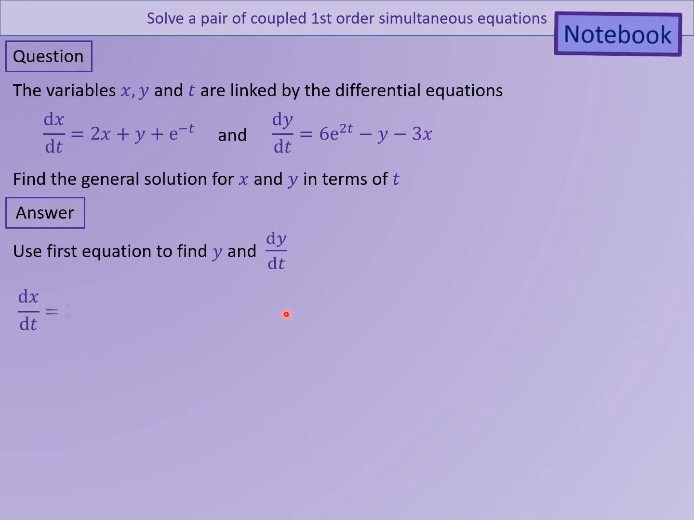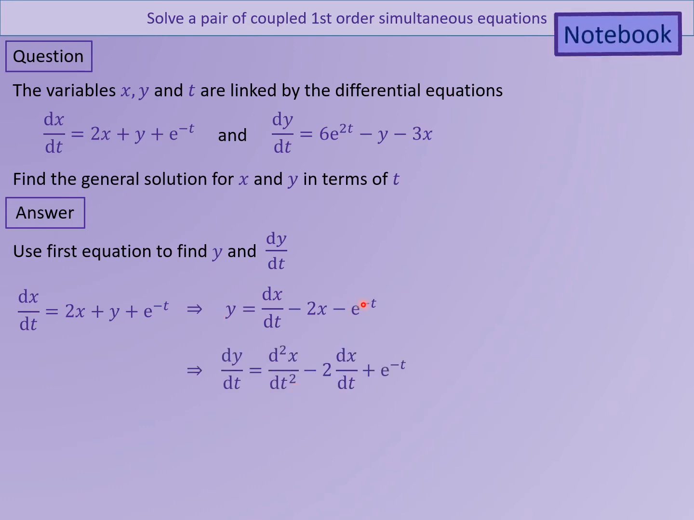So what's y then? Well, we're not asking for the full general solution for y, we can do it in terms of dx and dt. So we're going to rearrange this, and we know that y equals dx over dt minus 2x minus e to the minus t. Okay, so once you know what y equals, we also need to know what dy over dt equals. But I can do that just by differentiating. Notice that I'm still dealing with just that first equation. I haven't put it in just yet.